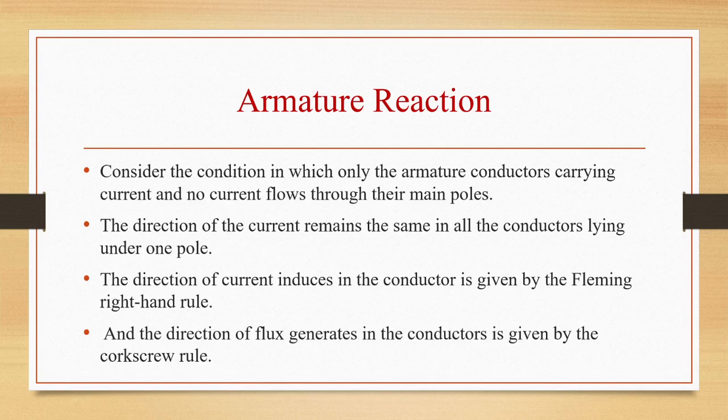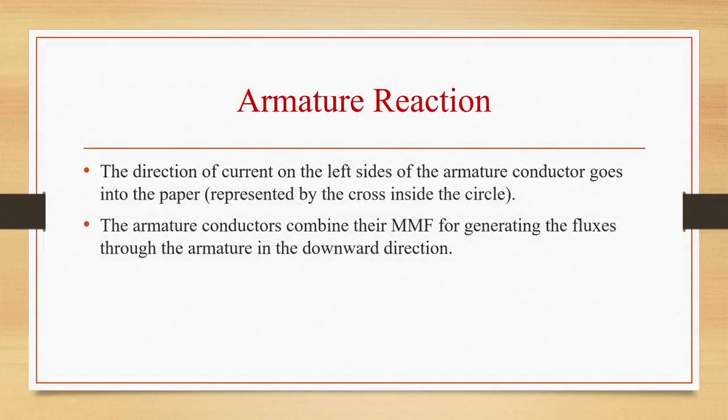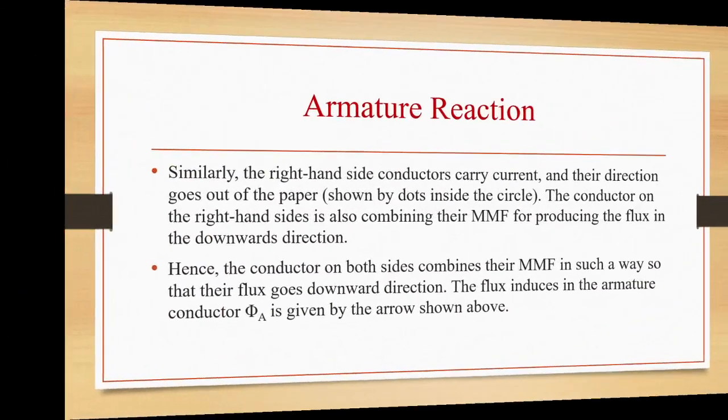The direction of current induced in the conductor is given by Fleming's right hand rule, and the direction of flux generated by the conductor is given by the corkscrew rule. The direction of current in the left side armature conductors is going into the plane of the paper, which is represented by a cross inside the circle. Armature conductors combine their MMF for generating the fluxes through the armature in the downward direction.